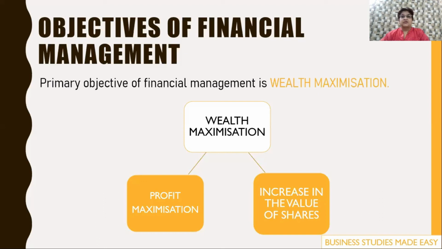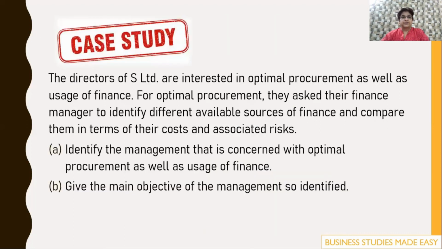So if the question is asked, what is the objective of financial management? Then your answer will be wealth maximization. Suppose the question says, what are the objectives? Then we will say profit maximization and increase in the value of shares, which will lead to wealth maximization.